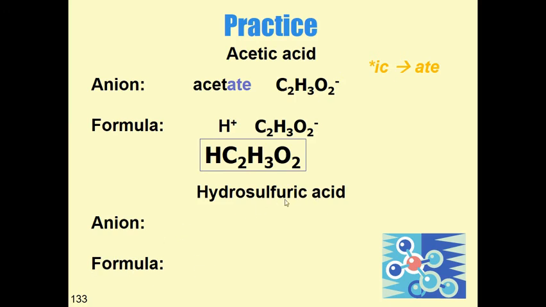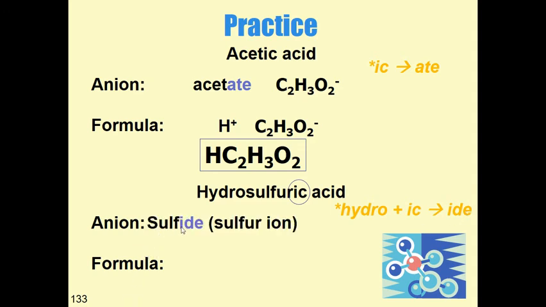Okay, now let's look at hydrosulfuric acid. Now this has got the word hydro in it and it's got an ic. So the anion must have been sulfide, because hydro plus ic means that your anion ended in ide. So this must have been sulfide. Sulfide is an S2 minus. Okay, so if we were to put this together, we have an H plus and we have an S minus 2. So if you crisscross those or you balance your charges, you get a formula of H2S.